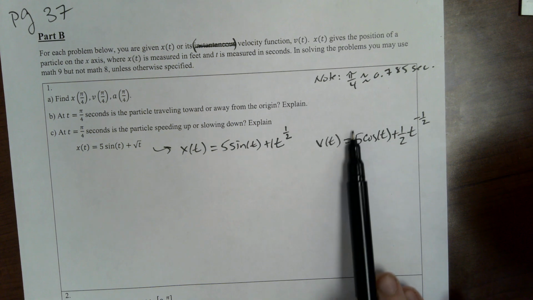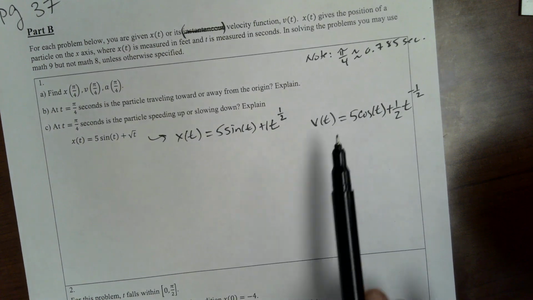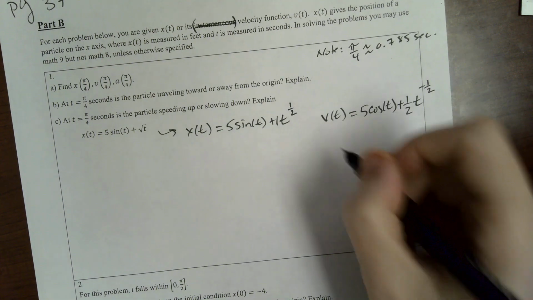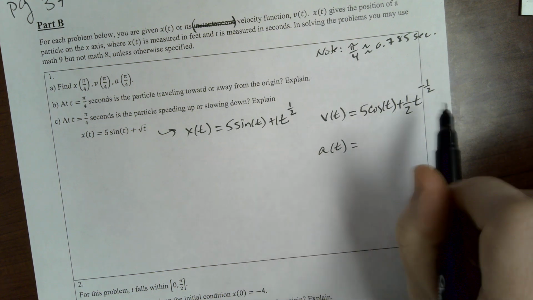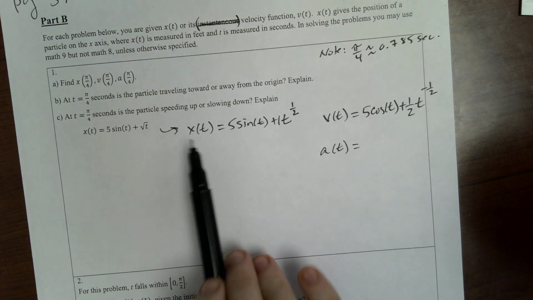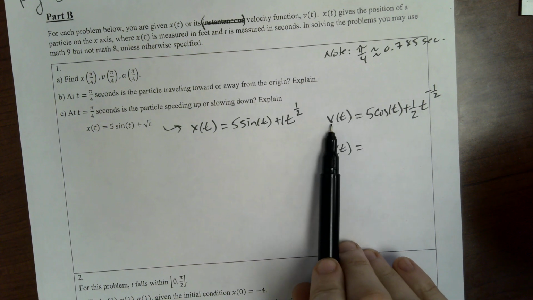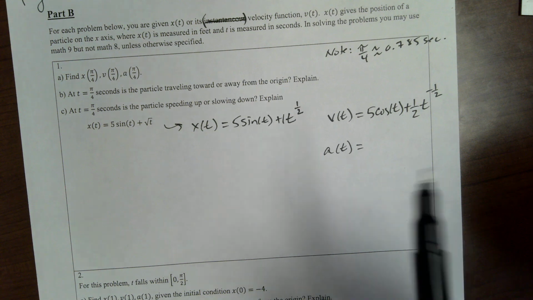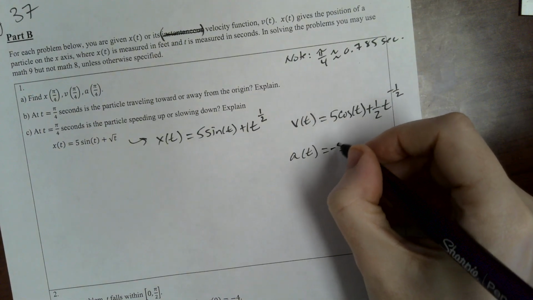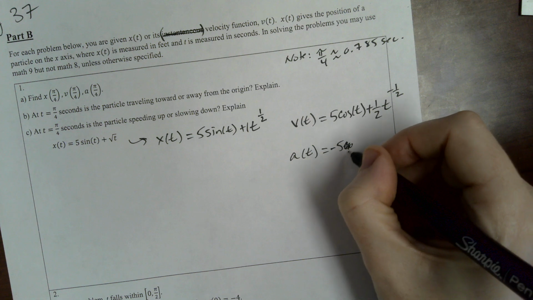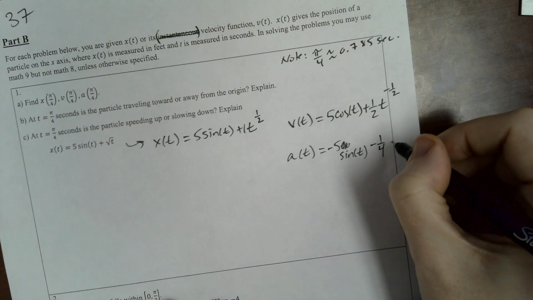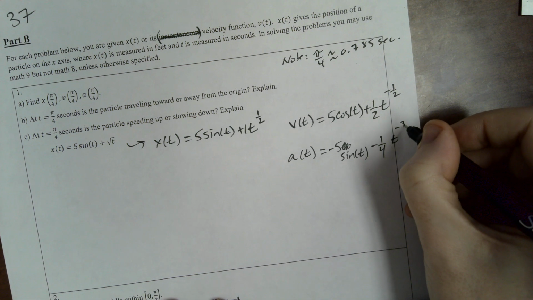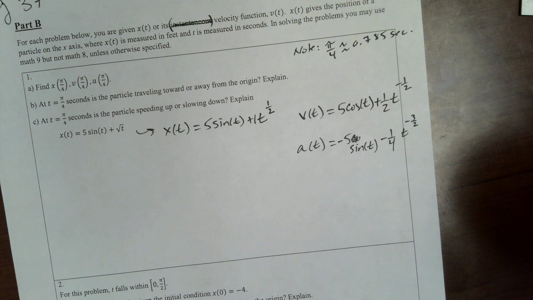Now for the acceleration, I'm going to take the derivative of this. And so I'll just put that underneath. These are both one-step derivatives. So acceleration is the second derivative of position, but it is the first derivative of velocity. So you just take the derivative of velocity and you have acceleration. So negative 5 sine of t minus 1/4 t to the negative 3/2. Okay, now guys, I'm about to plug in pi over 4 to all of these.